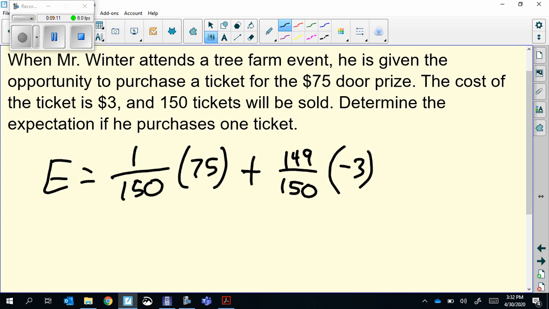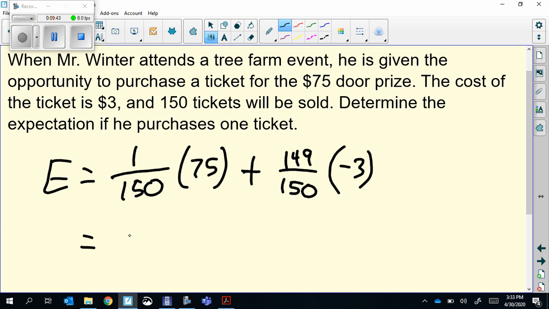Now, technically, I'm going to work it out this way, but technically this should be a 72, because if he wins the 75, he doesn't get his $3 back and the $75. So technically that's a little bit different, but I'll work it out this way because that's the way I have it on the answer key. But an argument can definitely be made that that should be a 72 instead of a 75. I agree with that.